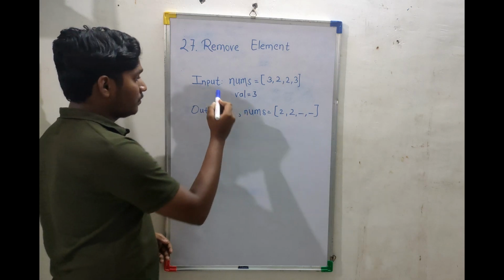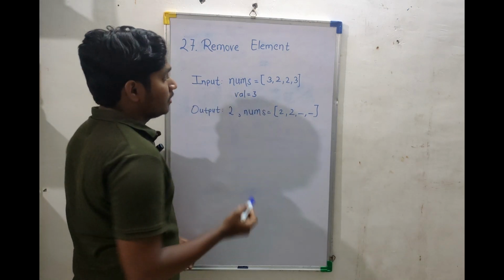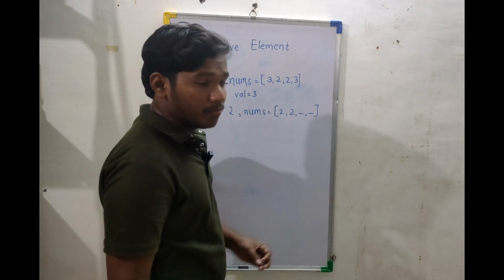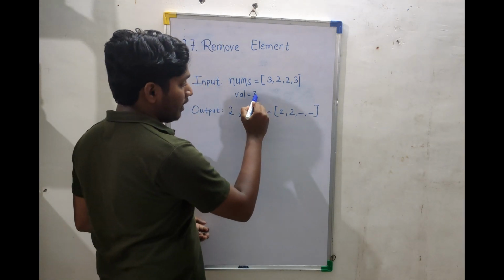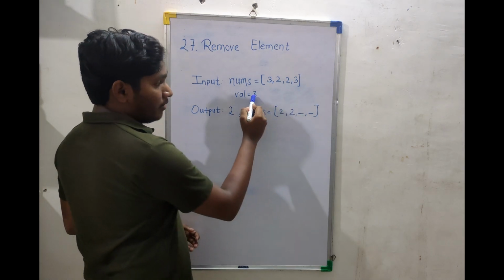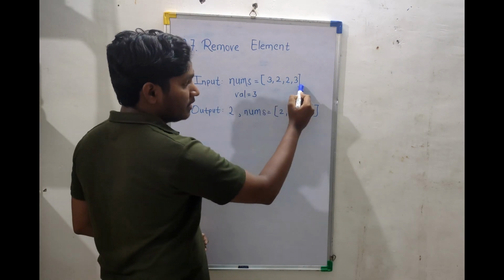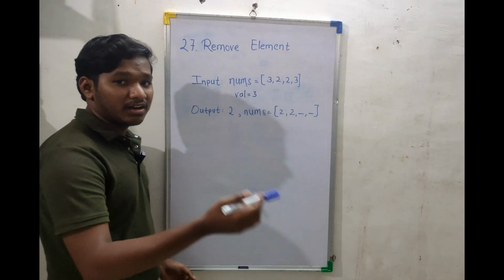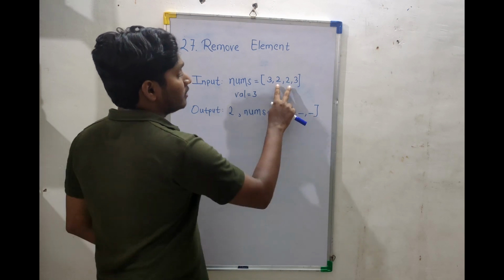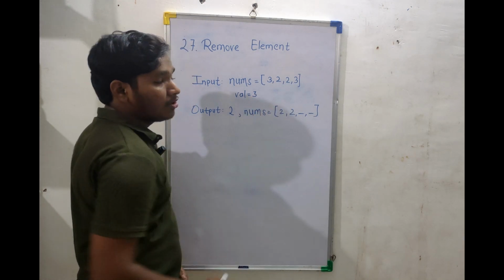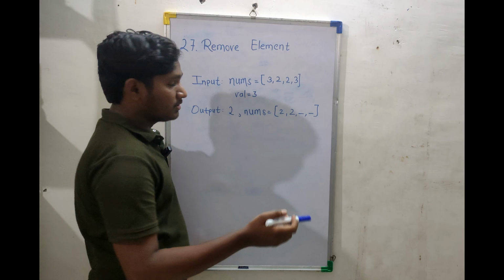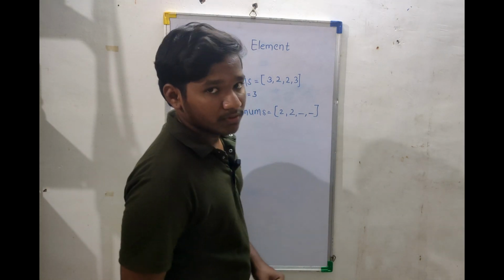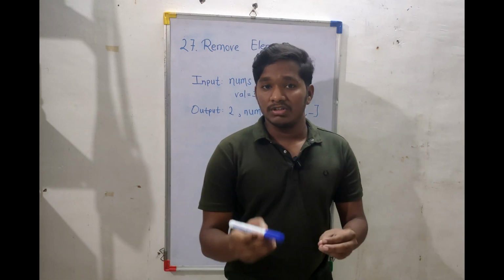So we are given an input array nums which consists of some elements, and an integer val, and we have to remove all the elements which are equal to the value in this array. Here the value is 3, and as we can see there are two elements that are equal to the value. So in the output we have to return the number of elements that are not equal to the value. Here there are two numbers which are not equal to the value, so the output is 2, and our nums array should look like 2 2 underscore underscore. So let's see approaches of this problem.